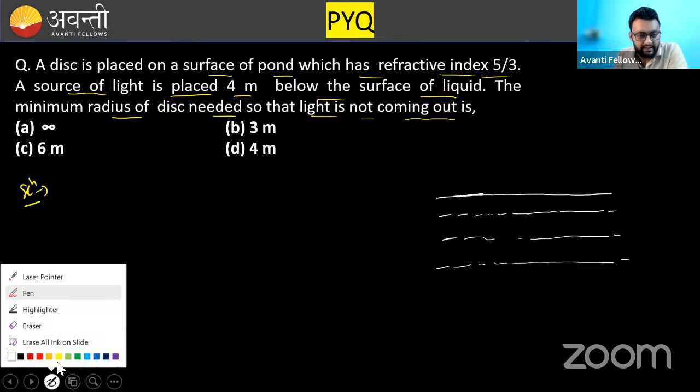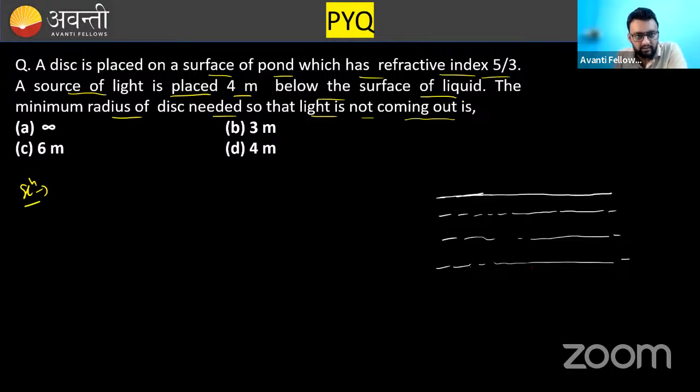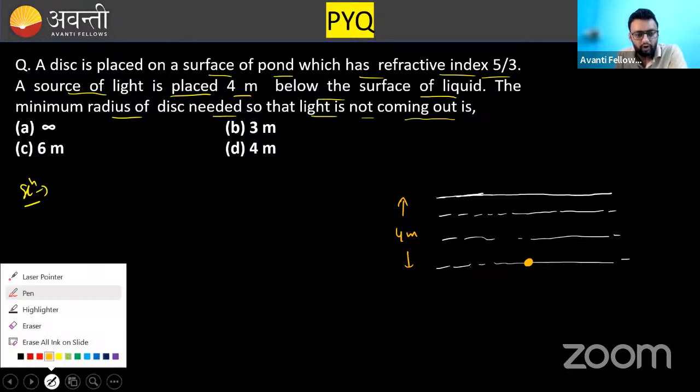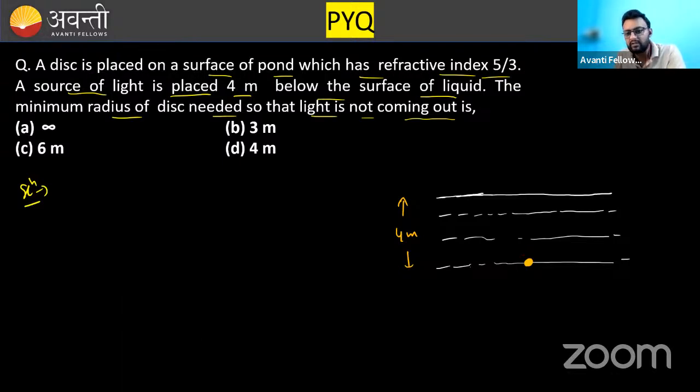They are saying that there is a source of light placed 4 meters below the surface. That means there is a point source of light placed 4 meters below the surface, so this distance is 4 meters. This is the surface of the pond. This is the bottom of the pond, 4 meters below. Now what will happen? Nobody was present in the test discussion. From this light source, various light rays will come, like this way.